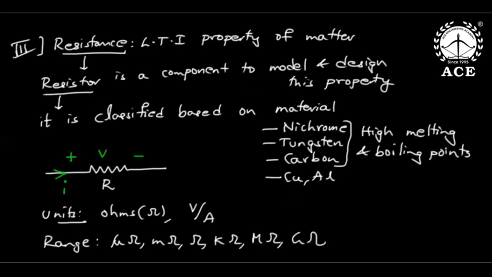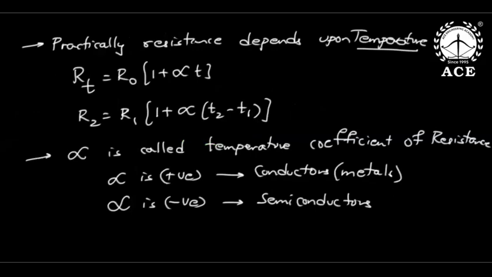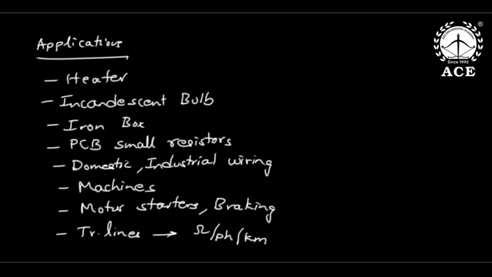Resistance is a linear time invariant property of matter, but resistance is also a component to model and design this property. Then it is classified based on material like nichrome, tungsten, carbon, etc. Units, range, Ohm's law, construction formula for resistance. Then practical resistance depends upon temperature, where RT is equal to R0 into 1 plus alpha T, and alpha is called temperature coefficient of resistance.